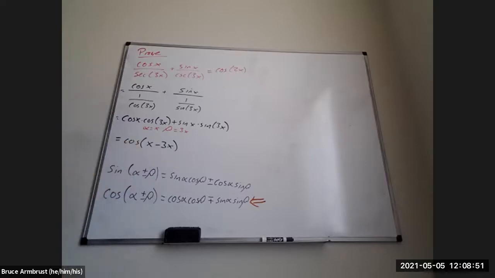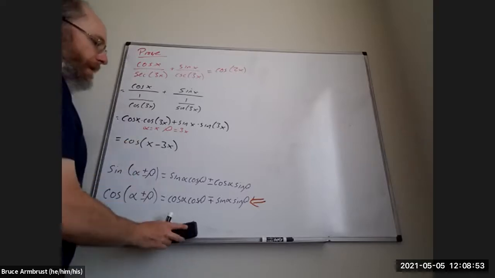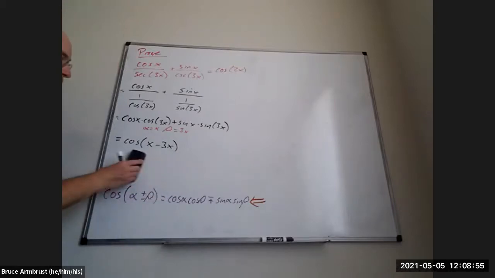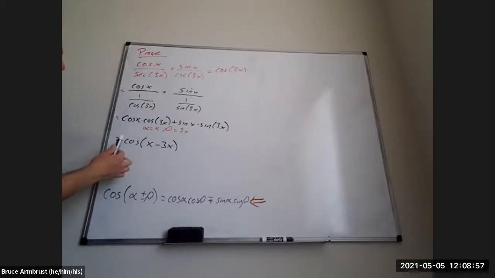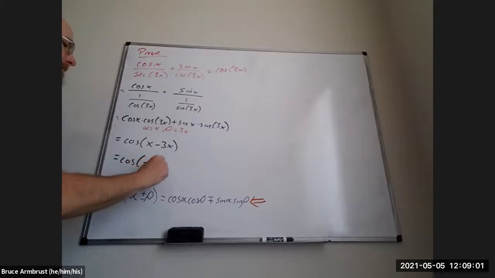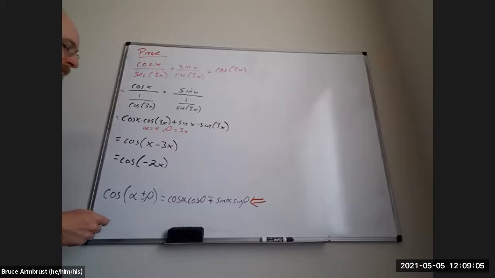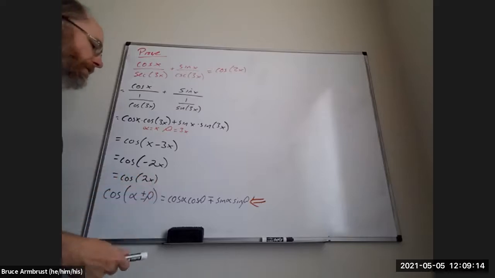All right, well, let's see what this does then. Cosine of x minus 3x. Well, if I subtract those, I get cosine of negative 2x. So we're almost there. And I actually know that this is the same as the cosine of 2x.